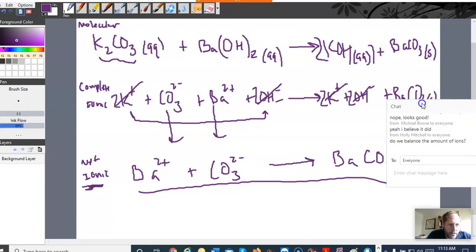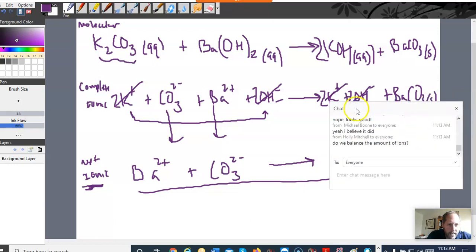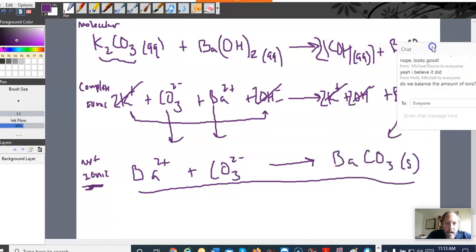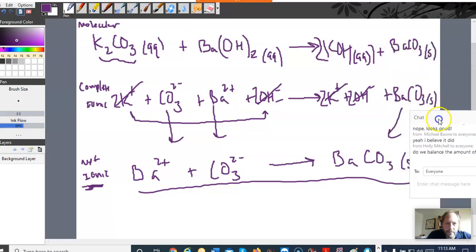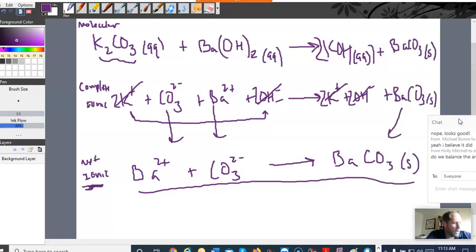Holly asks, do we balance the amount of ions? Yeah, I think I understand what you're saying. If this final problem had a 3 right here, let's just say, you would put a 3 right there. That's pretty much it. Okay, no problem.